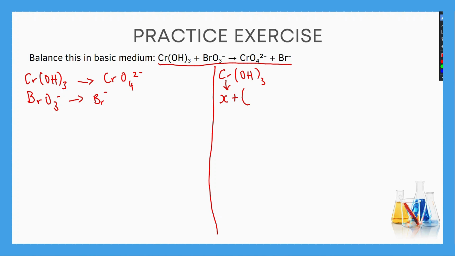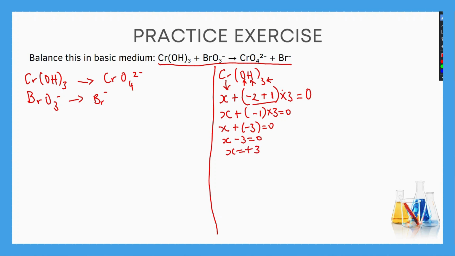And then we have this bracket. The oxidation number of oxygen in compounds is -2. And we also have the oxidation number of hydrogen in compounds, which is +1. And then this 3 here takes the entire bracket, so this becomes multiplied by 3. Everything is equal to the overall charge, which in this case is 0. So we have X plus -2 plus 1 gives us -1, multiplied by 3, equal to 0. So we have X plus -1 times 3 gives us -3. This is equal to 0. So we have X minus 3 is equal to 0. X is equal to +3. So the oxidation number of chromium here is +3.